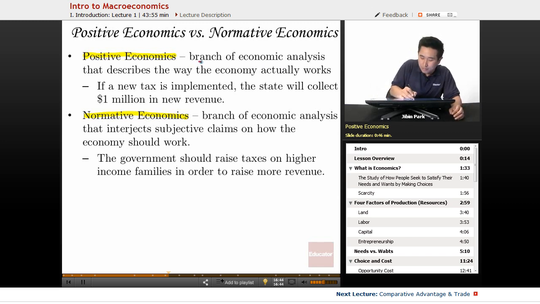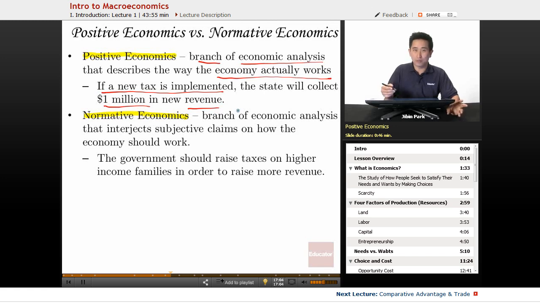So positive economics is a branch of economic analysis that describes the way the economy actually works. So for example, an economic statement: if a new tax is implemented, the state will collect $1 million in new revenue. So right here, you have an if and then scenario. There's no judgment. You basically are making a projection. Now, you can maybe dispute the validity of it, but the way the statement is phrased, it's definitely a positive statement, because you're not saying whether or not the government should or shouldn't. You're specifically saying what will happen. So this is what positive economics is about, the idea of describing how the world works.